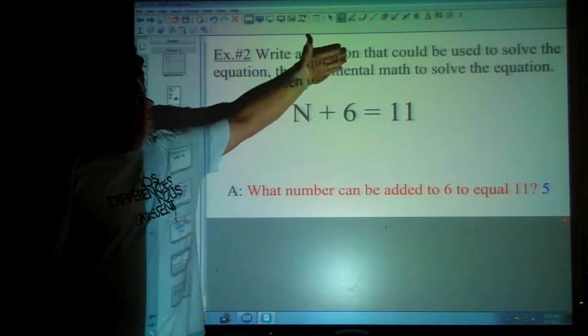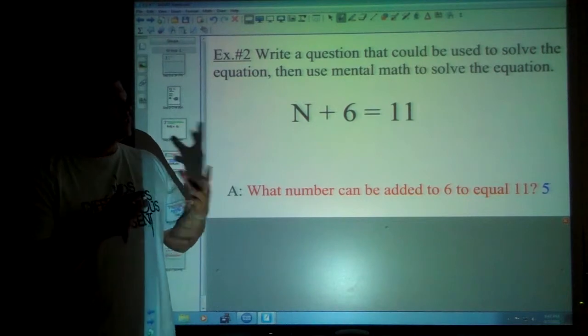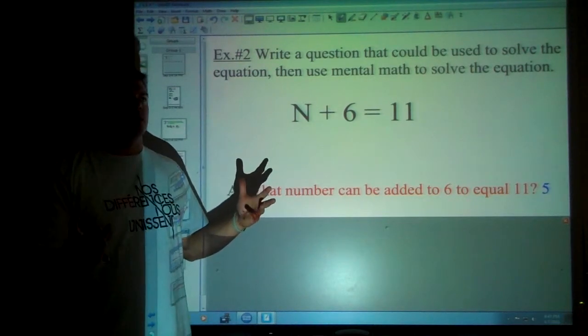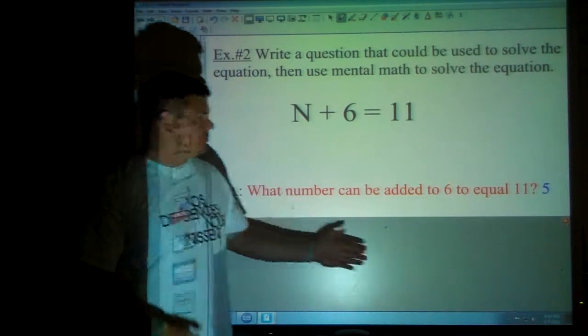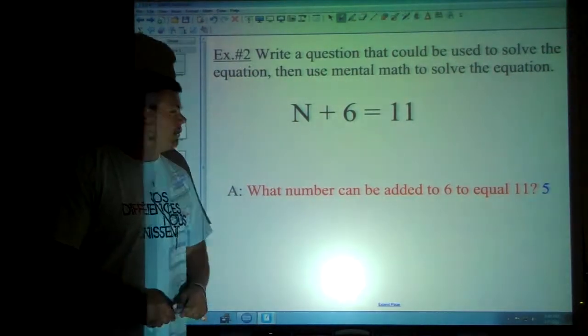We would say up here, use it to solve the equation, then use mental math. So if I were to ponder that, something plus 6 equals 11. Well, what plus 6 makes 11? It's got to be 5. So 5 is the answer, using our mental math. 5 would be the best answer for that.